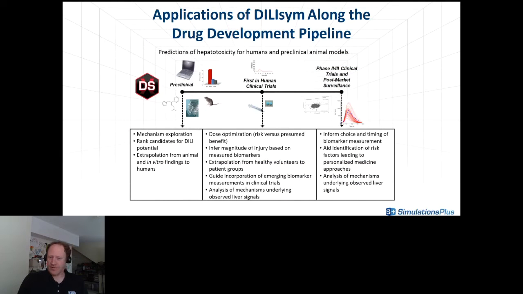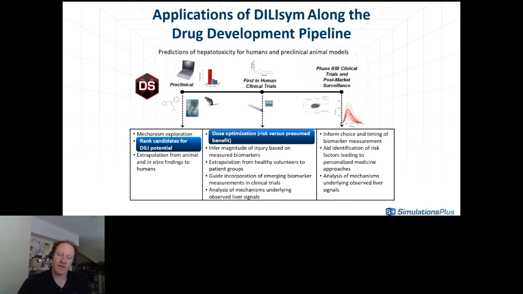So, as you might imagine, this has a bunch of different applications throughout the drug development pipeline, from preclinical, whether it's exploring mechanisms, ranking novel drug candidates, and extrapolating from, say, a rat: I saw nothing in the rat, will I see something in the human? I saw something in the rat, will I see something in the human? To all the way to the first in human clinical trials, where you can take a look at dose optimization, and whether some of these little signals we're seeing could be a problem. Could we mitigate those by going lower in the dose? What's going on with these trials? And then up to simulating full-on clinical trials and trying to analyze what could potentially go on and who might be more at risk for that particular liver signal.